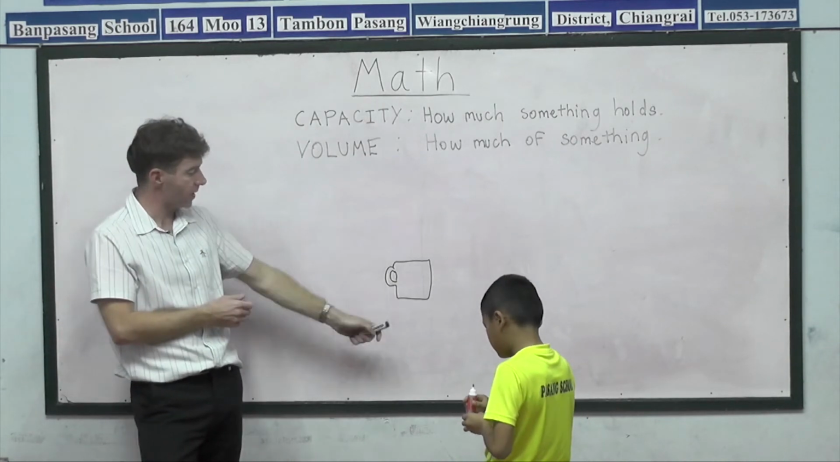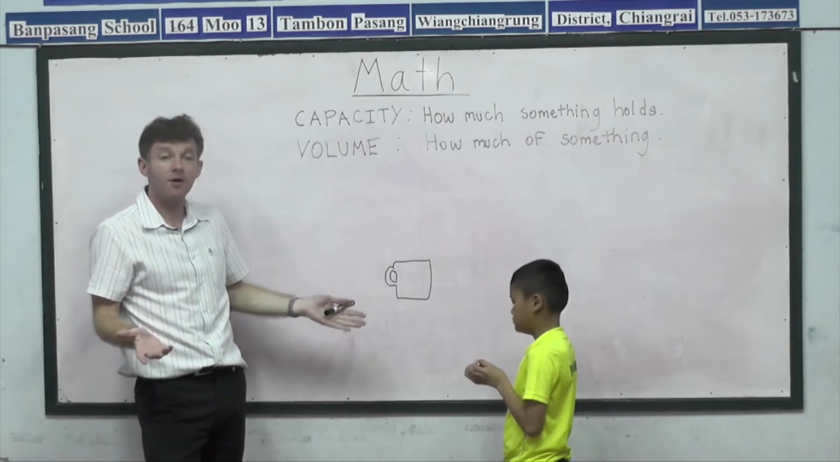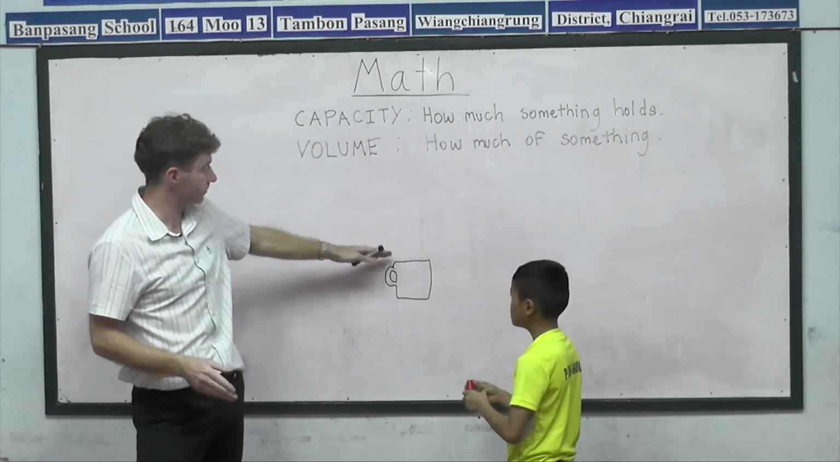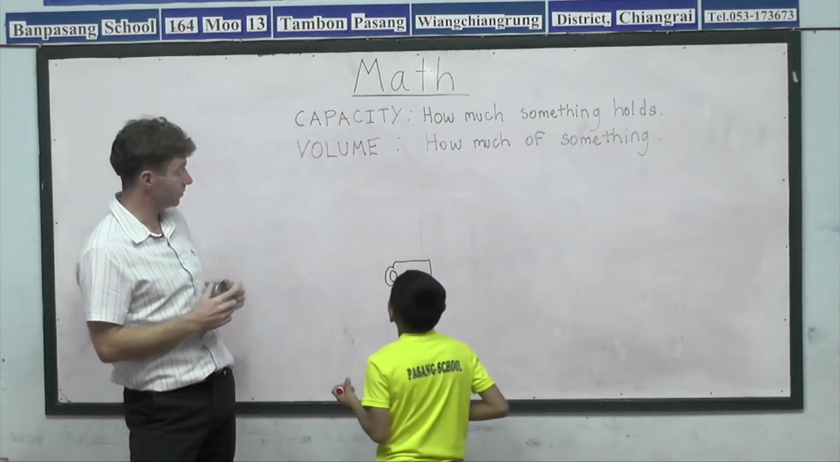Okay, so where does capacity go? At the bottom? Middle? Where? At the top. Always at the top. Capacity at the top. So can you write capacity, Chu? You can see the word here.